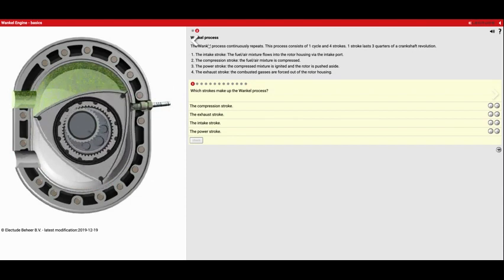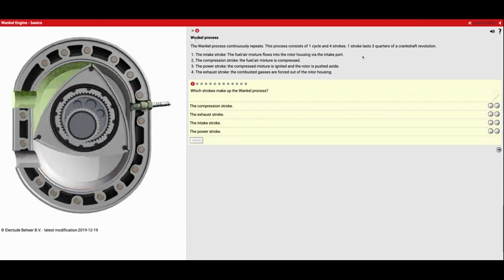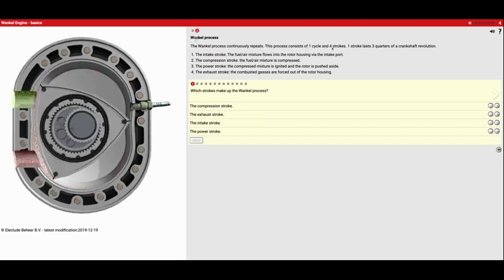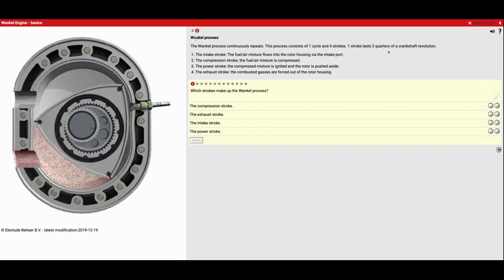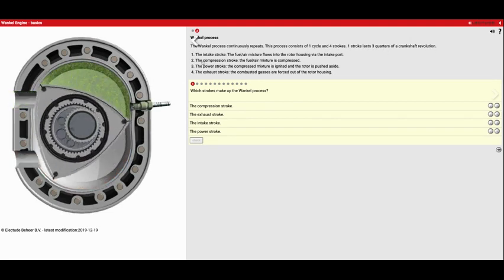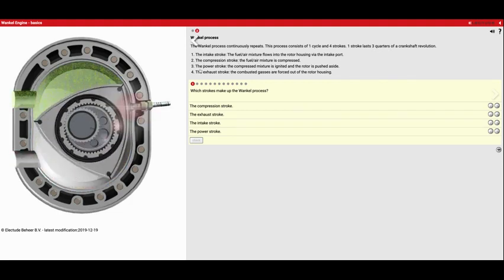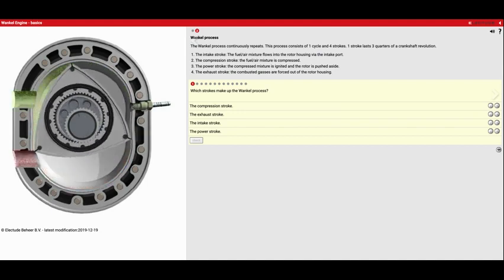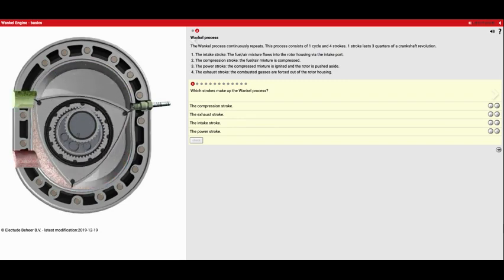So now we're going through the Wankel process. And let's read this. It says the Wankel process continually repeats. This process consists of one cycle and 4 strokes. One stroke lasts 3/4 of a crankshaft revolution. And we've got the intake stroke, we have the compression stroke, we have the power stroke, and we have the exhaust stroke. And this is all the same as when we talked about our regular lawnmower engines.